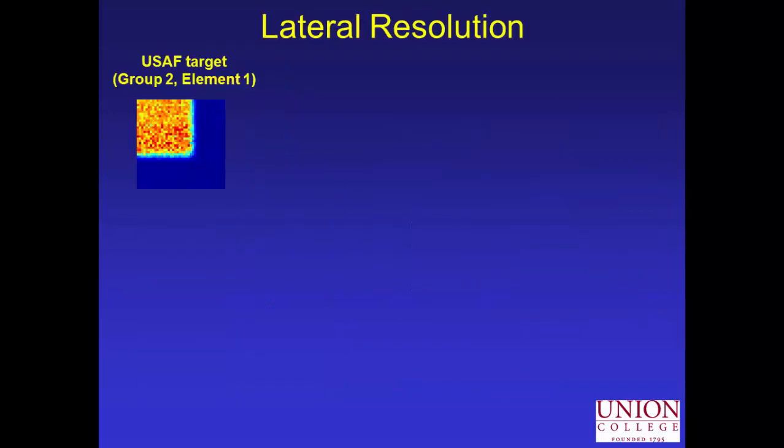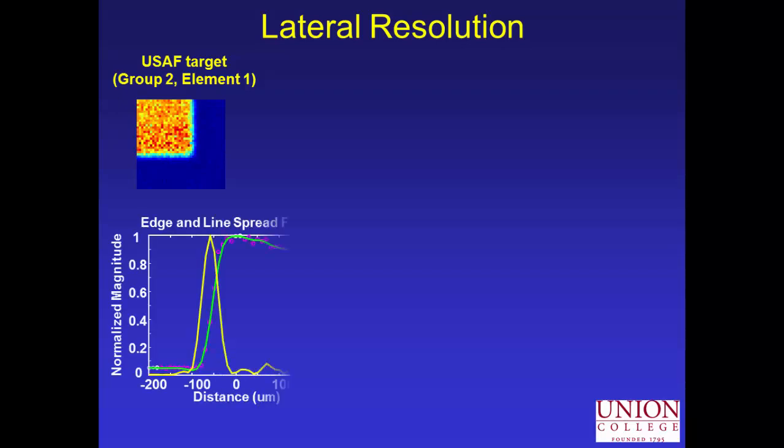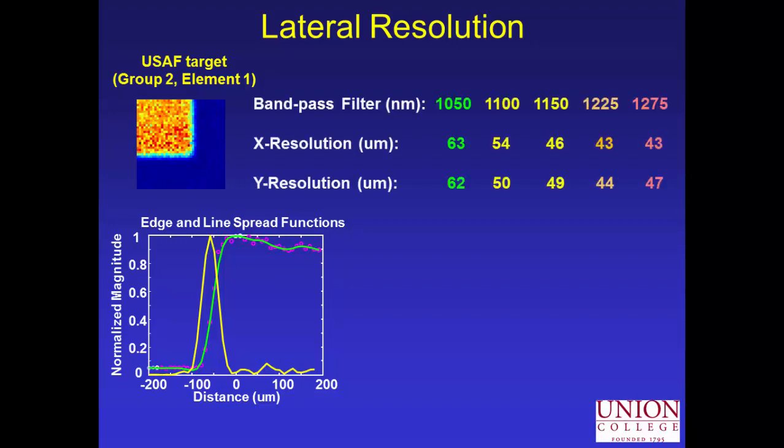To actually measure the spatial resolution, we just imaged a USAF target and computed the usual edge spread and line spread functions in both directions. This is the usual kind of case that you would do. We define the full width half max of the line spread function as our resolution. In terms of the numbers, at the shortest wavelength, which is your initial one, it's about 63 microns. Meanwhile, it's definitely smaller at the longer wavelength, about 43 microns.